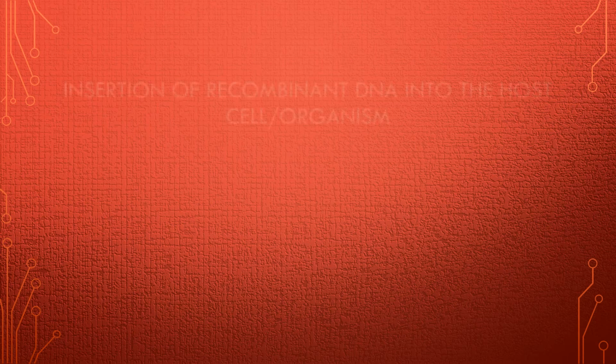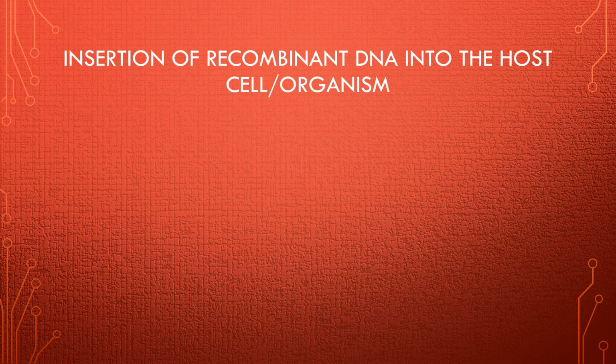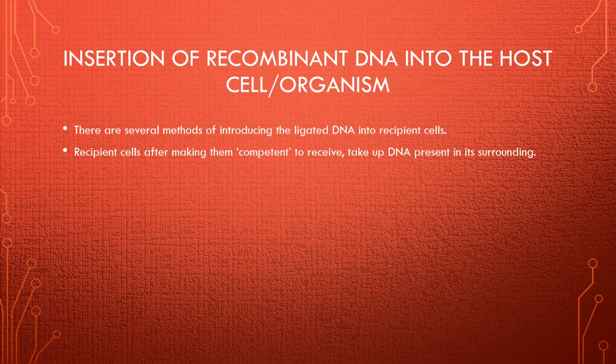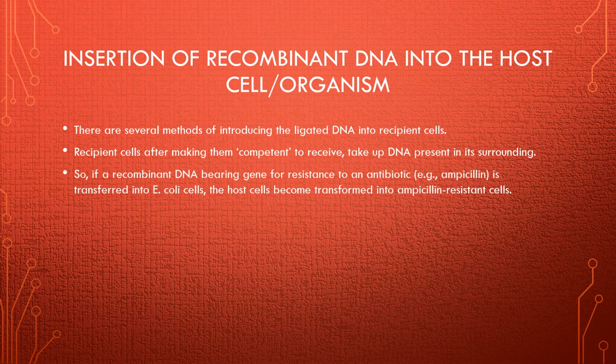The next step involved in recombinant DNA technology is insertion of recombinant DNA into the host cell or organism. There are several methods of introducing the ligated DNA into recipient cells. Recipient cells, after making them competent to receive, take up DNA present in their surrounding. So, if a recombinant DNA bearing a gene for resistance to an antibiotic, for example ampicillin, is transferred into E. coli cells, the host cell becomes transformed into an ampicillin resistant cell.